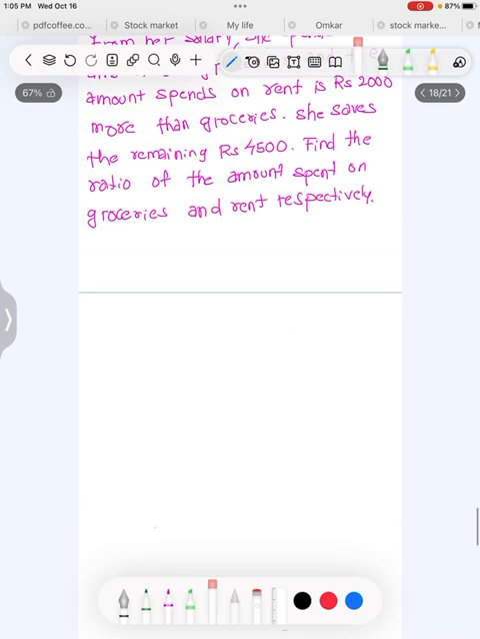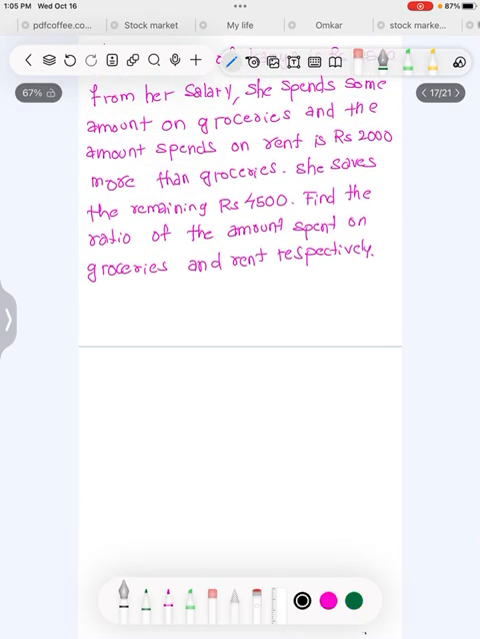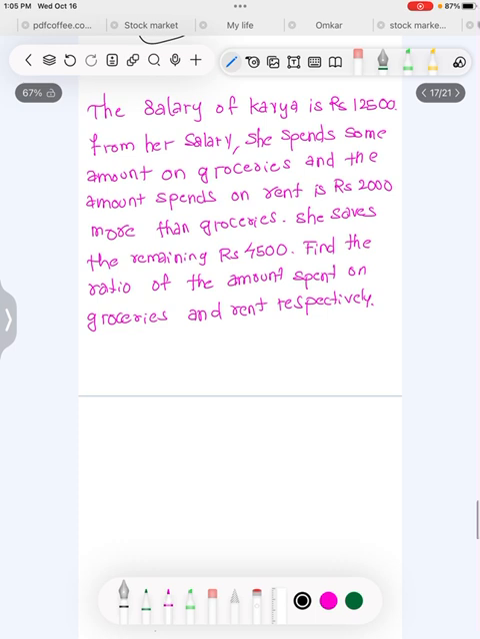Okay. So again, let us see the question. The salary of Kavya is 12,500. From her salary, she spent some amount on grocery and the amount spent on rent is 2,000 more than grocery. She saves the remaining 4,500. Find the ratio of the amount spent on grocery and rent respectively. So Kavya's salary is 12,500. Okay.